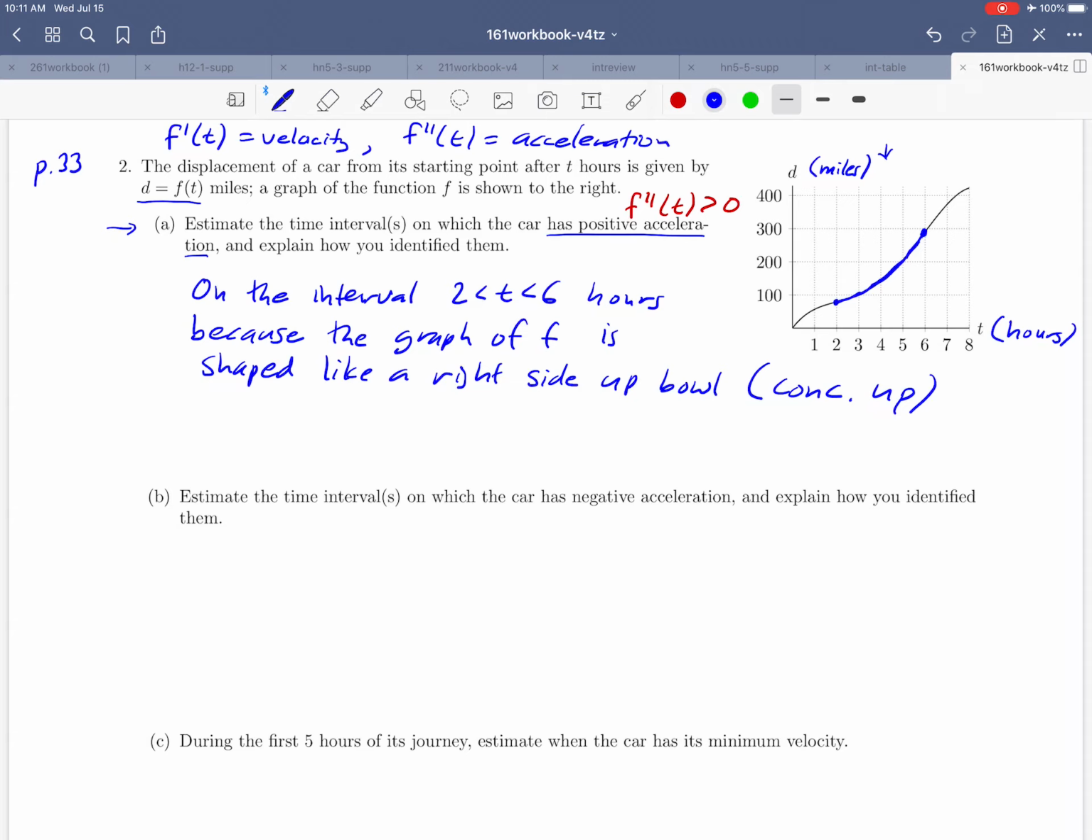So what about part B then? This just asks the reverse question: where does the car have negative acceleration? Well, here we'd be looking for where our function is concave down, and that's going to happen on the other intervals. Places where the graph looks like it has a ball down shape. Notice that from 0 to 2, we look like the left-hand side of an upside down ball, and then from 6 to 8, sort of the same deal. So from 0 to 2 hours and 6 to 8 hours, those appear to be intervals where we're getting concave down shape and therefore negative acceleration.